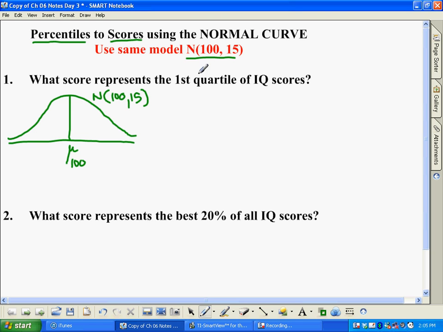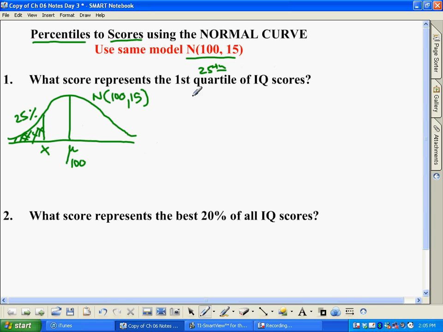First quartile, we know that's the lowest 25th percentile. That would be over here, so the lowest 25% of the curve is over here. We'll go ahead and write 25%, and the dilemma is this time we don't know what the score is. Where before we knew the score but didn't know the percentage, now it's reversed.